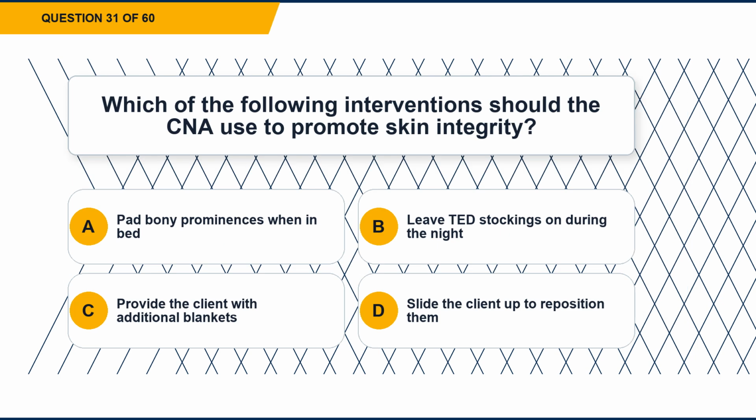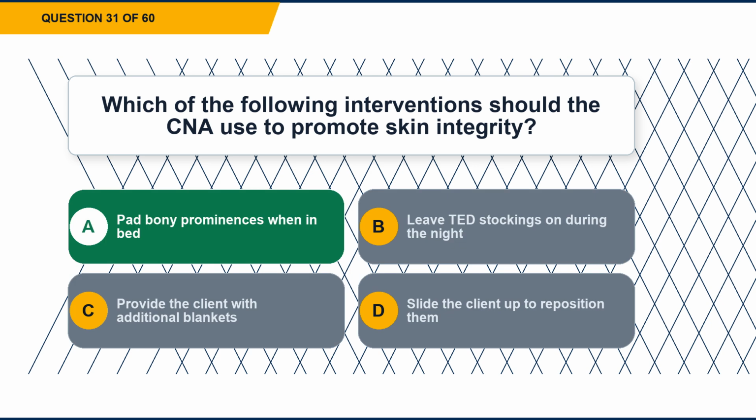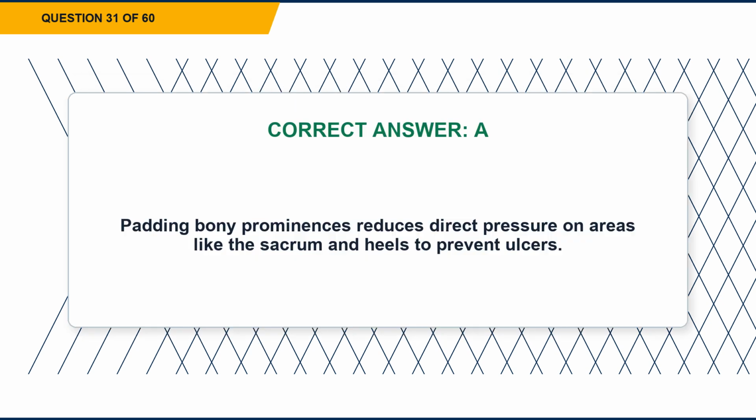Question 31. Which of the following interventions should the CNA use to promote skin integrity? Option A, pad bony prominences when in bed. Option B, leave TED stockings on during the night. Option C, provide the client with additional blankets. Option D, slide the client up to reposition them. The correct answer is option A, pad bony prominences when in bed. Explanation. Padding bony prominences reduces direct pressure on areas like the sacrum and heels to prevent ulcers.